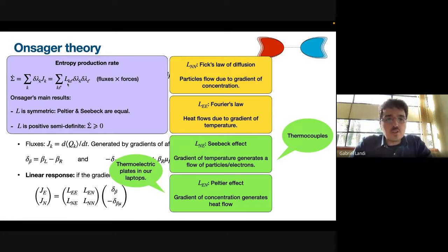Now, Onsager's main result on this was actually twofold. What I said so far is not really Onsager's main contribution. His main contributions are these two effects. First, L is symmetric. So the Onsager matrix is symmetric, which means that the Seebeck coefficient and the Peltier coefficient are actually equal. And this is highly non-intuitive. It's not at all obvious that they should be, but they are. And secondly, L is positive semi-definite, which implies that the entropy production rate is positive. So this inequality is an expression of the second law of thermodynamics.